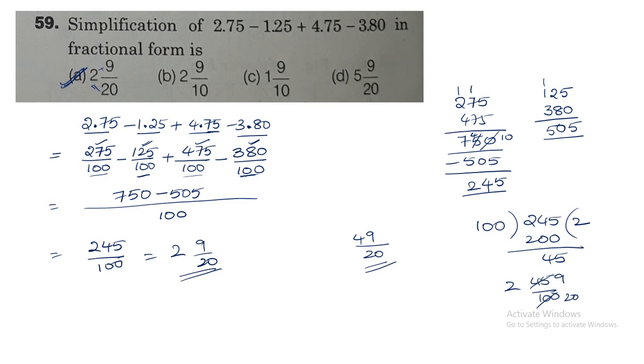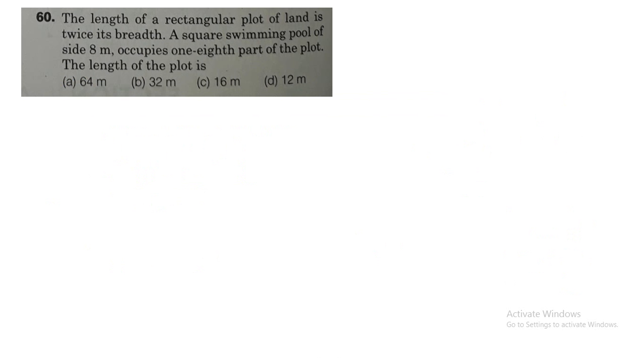Next, moving on to question number 60. The length of a rectangular plot is twice its breadth. Okay, so whenever you are comparing one thing with the other thing, then we need to consider the other thing first. Here the length is compared with the breadth. So I am going to consider breadth is equal to some b. Then if breadth is b, length is 2 times the breadth, so length becomes 2b.